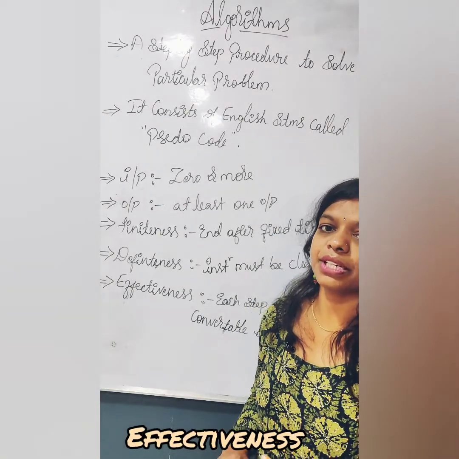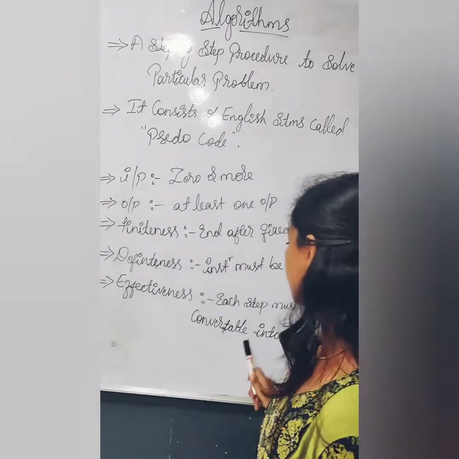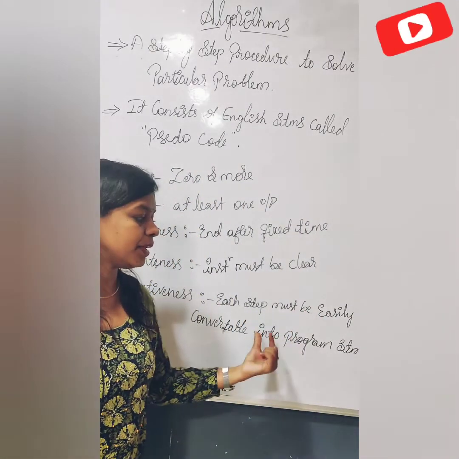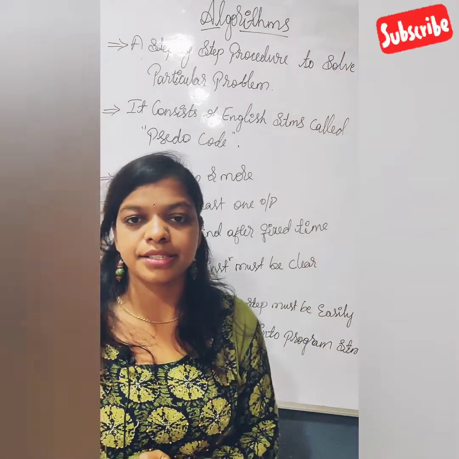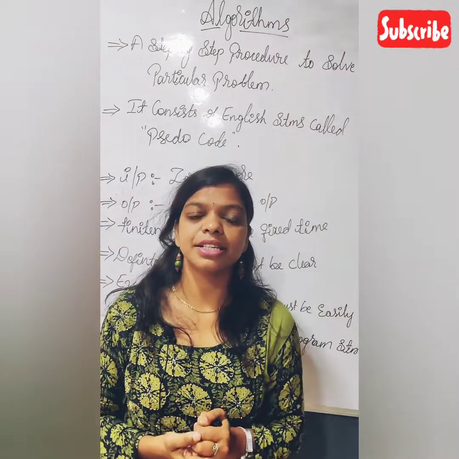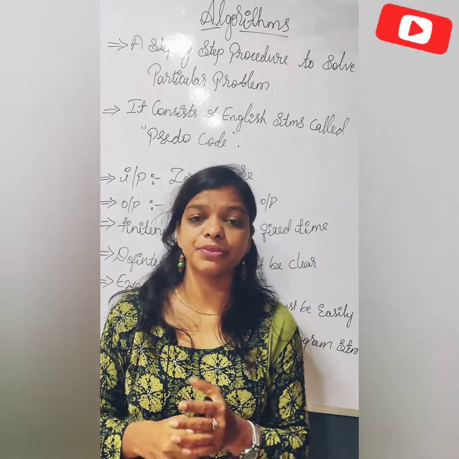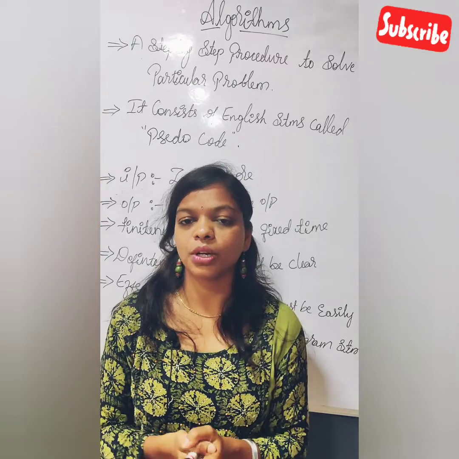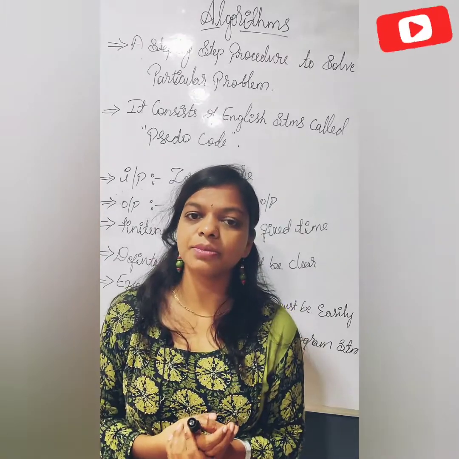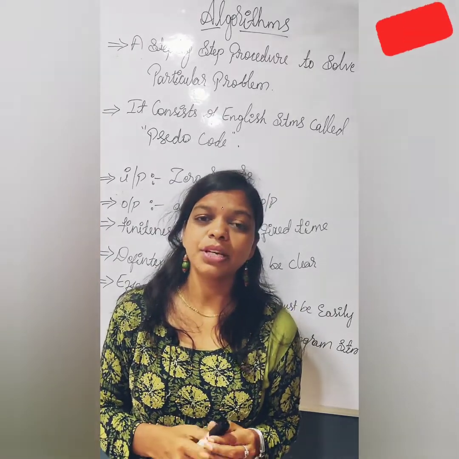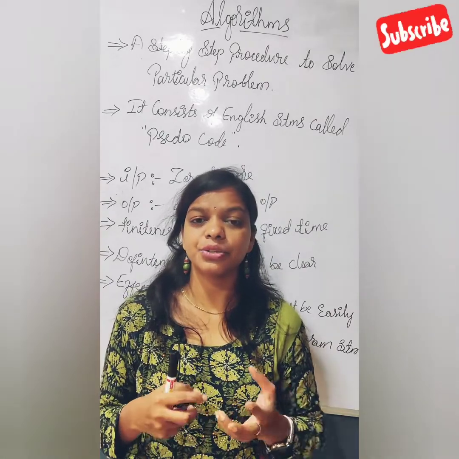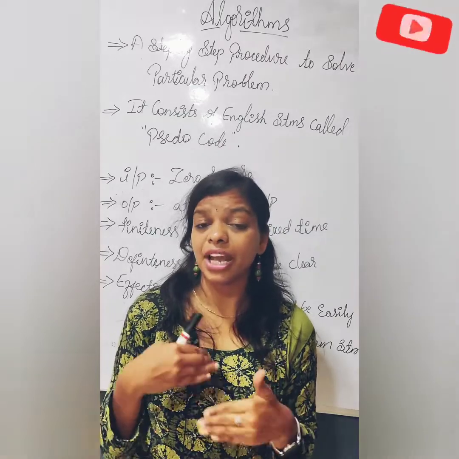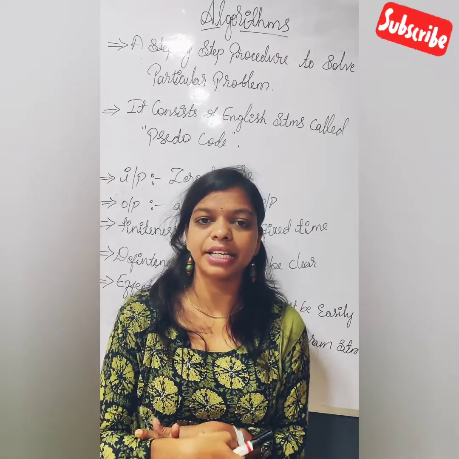Next is effectiveness. What is meant by effectiveness? Effectiveness is nothing but each step must be clearly convertible into program statements. That means whatever statements we are writing in the algorithm should be easily convertible into the program. By seeing the algorithm itself we are going to write the programs. So it should be very easily understandable, which means we can convert it very easily while writing the program.